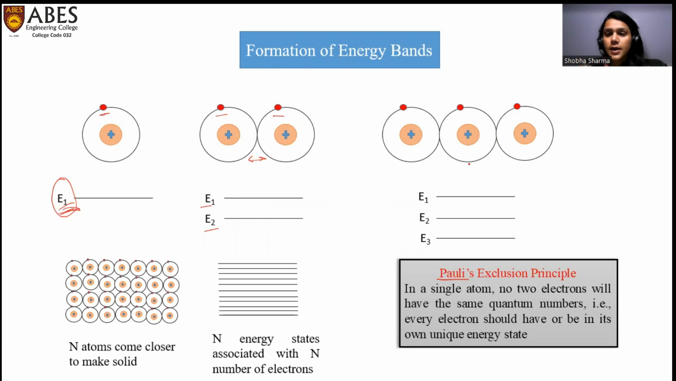Similarly, for three atoms in an interacting system, this energy state E1 will split into three different energy states, E1, E2, and E3. So to form a solid, when we bring n atoms close to each other, this E1 state will split into n energy states. This complete set of different energy states is known as an energy band. So whenever we talk about solids, we talk about energy bands.